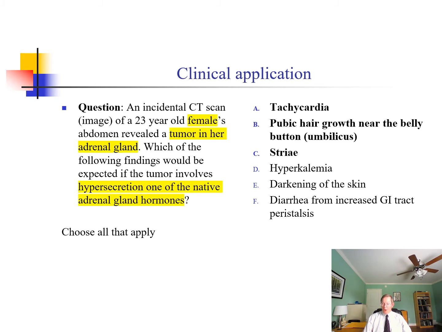All right, I hope that you were able to get this very difficult question and answered tachycardia, pubic hair growth near the belly button, as well as stria. But the key elements here are that you have hypersecretion of one of the native adrenal gland hormones, and that this is in a female. So let's step through this.